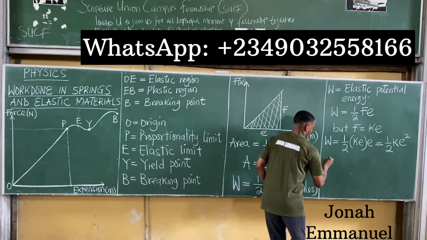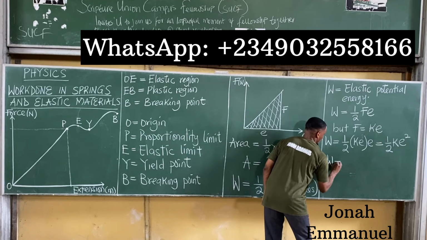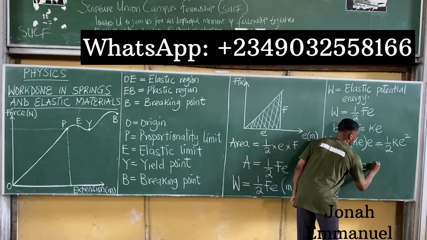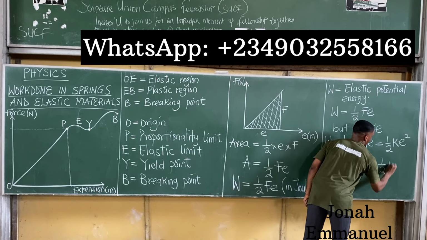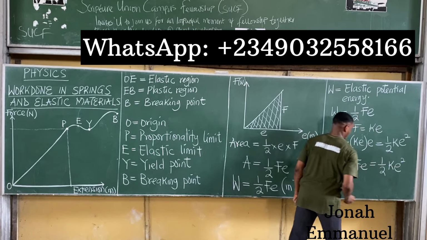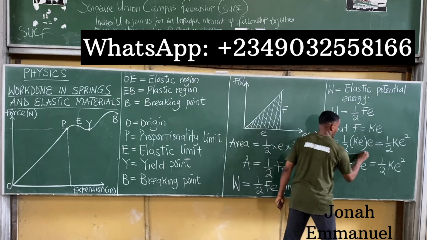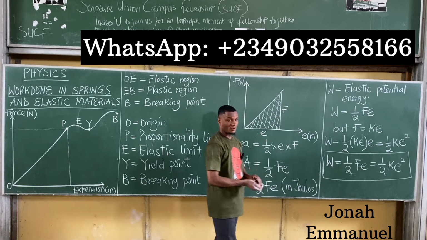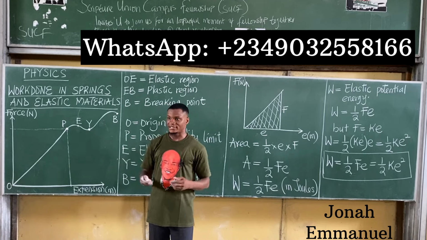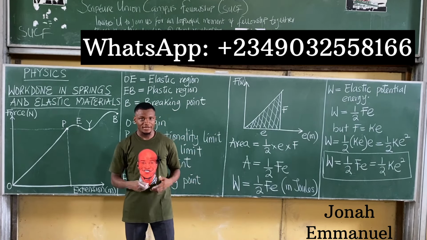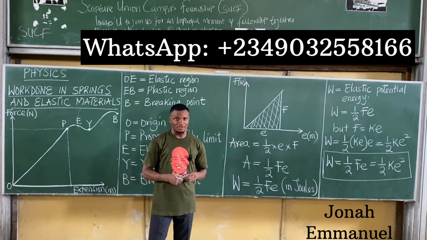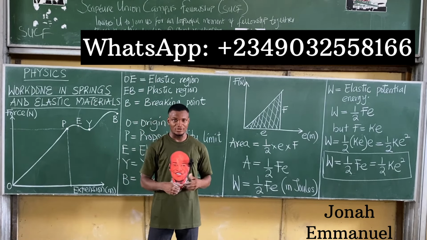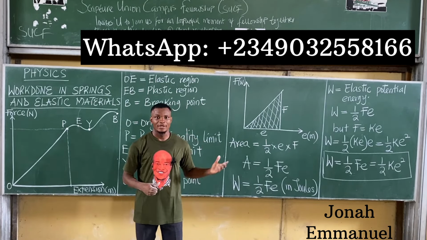So W is equal to half Fe or equal to half Ke squared. So this is the formula for calculating the work done in an elastic material or the elastic potential energy. Of course, it's measured in joules. Let's take some few examples and solve problems on this concept.